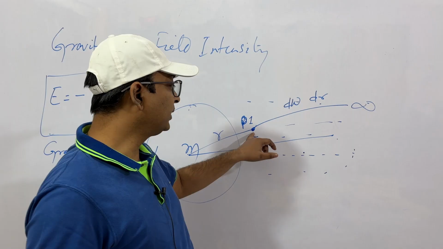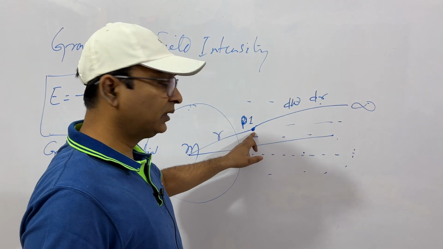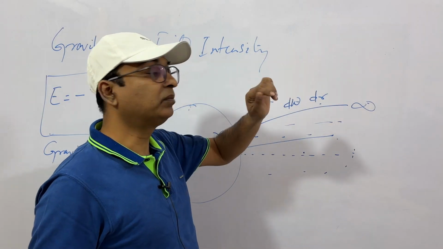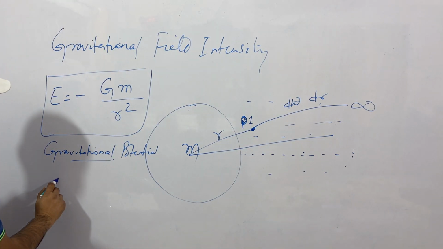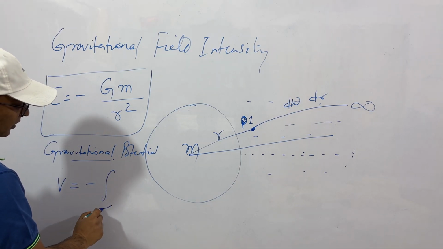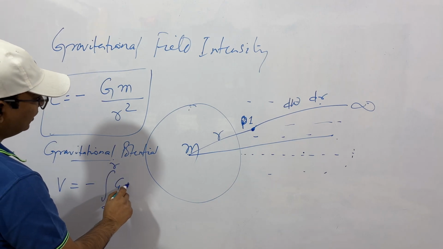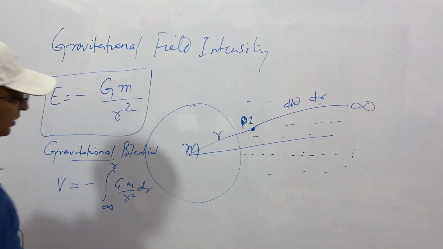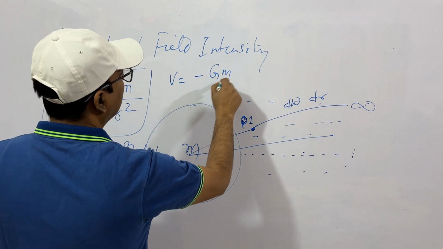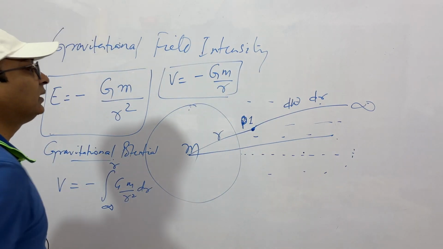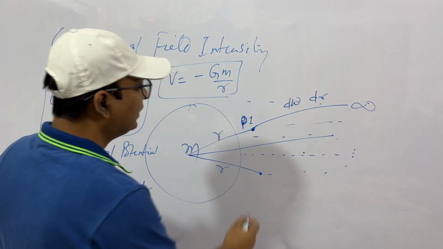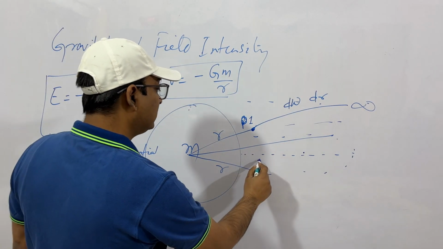So the work done in bringing a body from infinity to that point is the gravitational potential of that point. Let's say we have to do a work dw in displacing a unit mass by dr. So how will we take potential? It is V. It will be, you know this, from infinity to r, Gm by r square. This is the intensity. So this is how we find it. When you solve this, you will get V is equal to minus Gm by r. Okay. So the potential at a point which is r distant from this body is this Gm by r. This is the potential at this point.